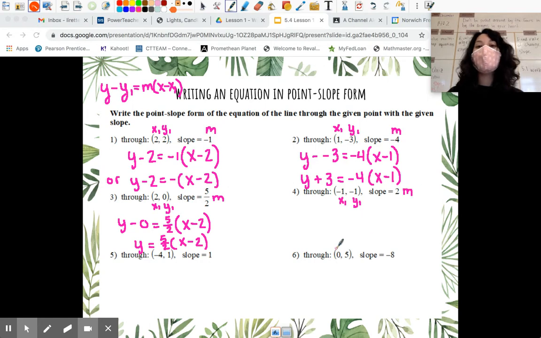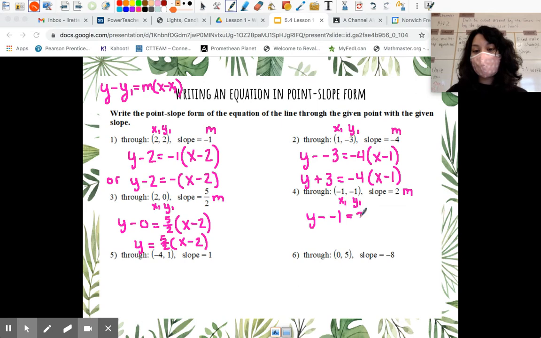For number 4, we've got an x1 value of -1 and a y1 value of -1 and an m value of 2. I'm going to substitute these values for y1 and x1. And again, we start by writing y minus and then substitute the entire value of -1, including that negative. That first minus sign is part of our equation. It's not taking the place of the number that's being substituted. So we do need 2 negatives here.